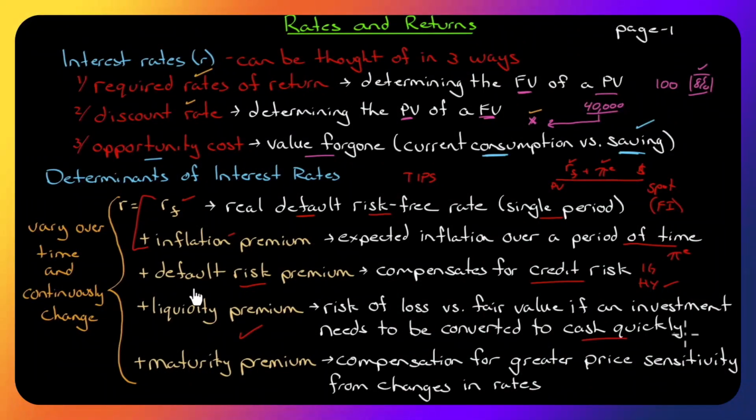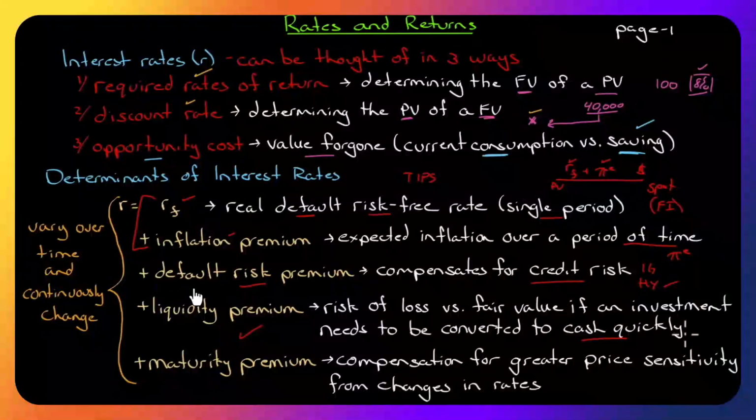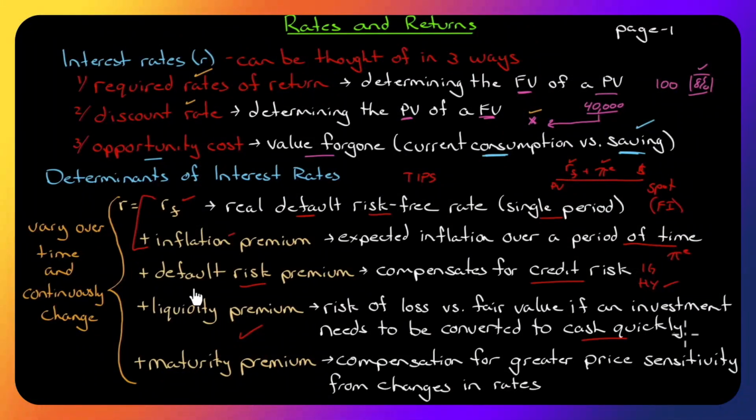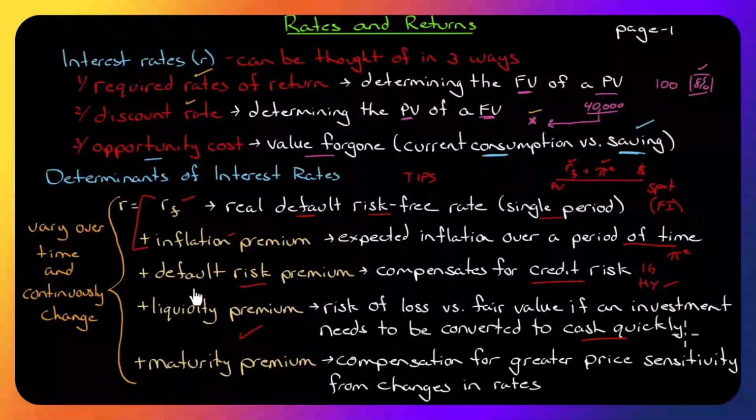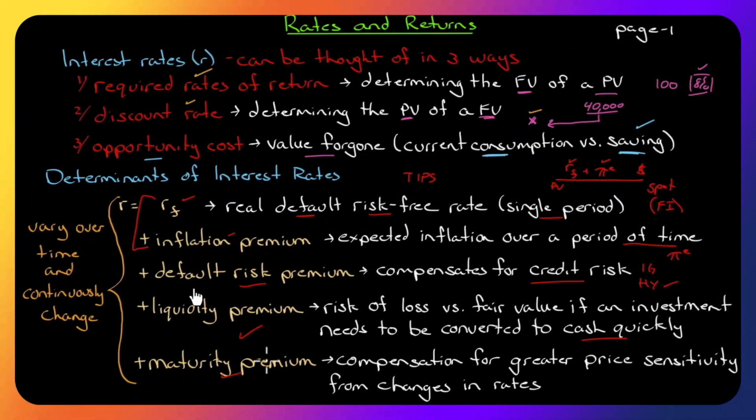So liquidity premium, this is the risk of loss versus fair value if an investment needs to be converted to cash quickly. When you have a liquid market with nice tight bid-ask spreads and you need to sell something, you can sell it pretty much at whatever the market price happens to be. But the more illiquid something is, it's going to be hard to get fair value for it because there's just nobody in the market buying and selling. So you have to try to find a buyer, and the buyer may not be willing to pay fair value, saying, well, I really wasn't going to buy it, but if I'm going to buy it, you got to give me a deal here.